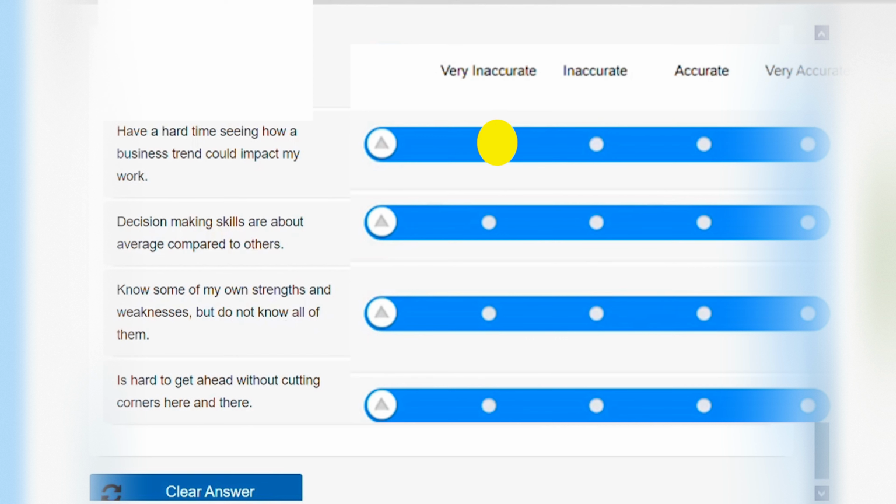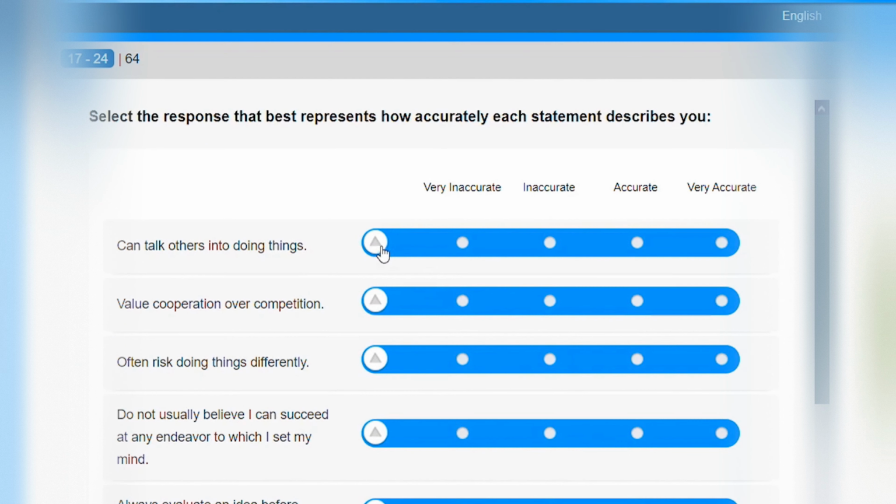Decision-making skills are about average compared to others. Inaccurate. Know some of my own strengths and weaknesses but don't know all of them. Inaccurate. It's hard to get ahead without cutting corners here and there. Cutting corners not allowed in Procter & Gamble. Very inaccurate. Can talk others into doing things. Accurate. Value cooperation over competition. Very accurate. Often risk doing things differently. Risk taking is something which is encouraged, so accurate.